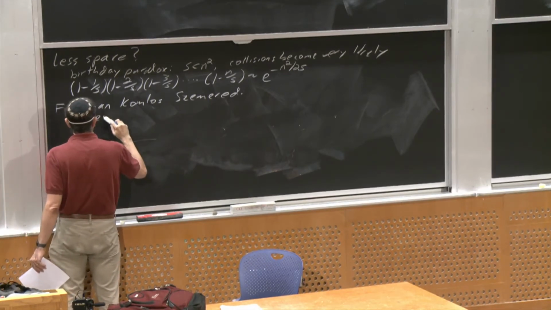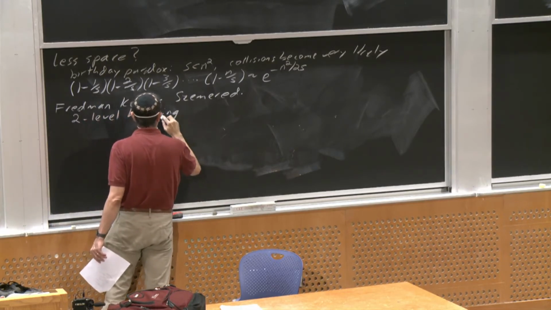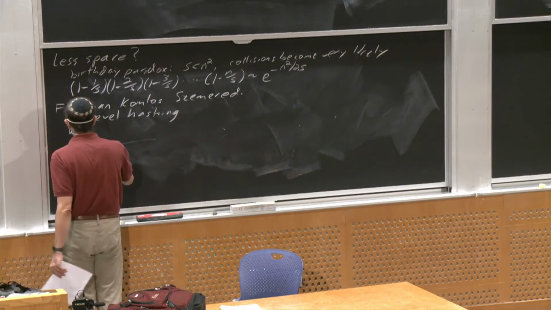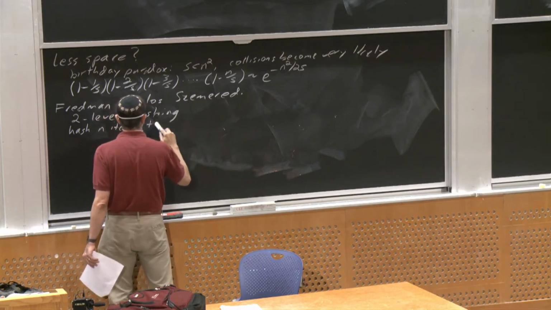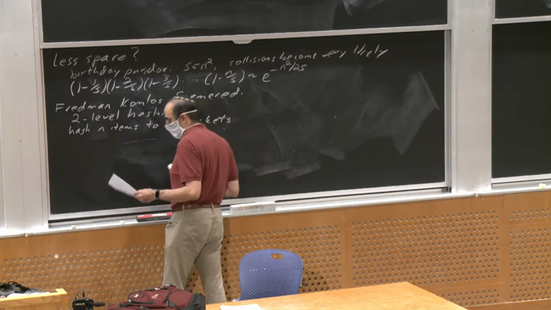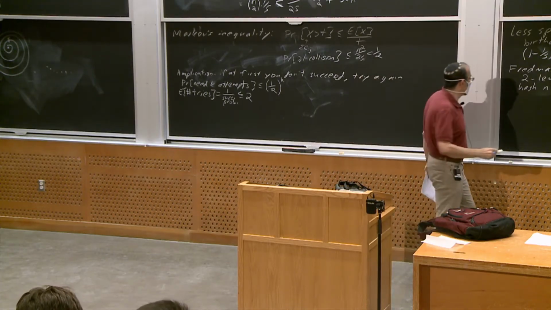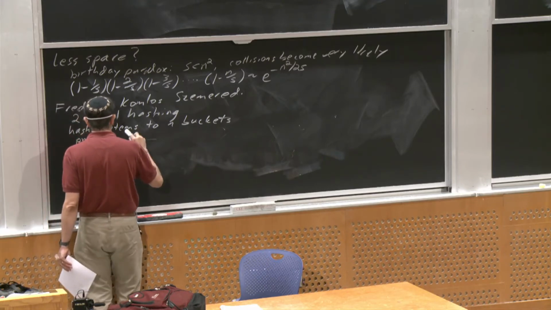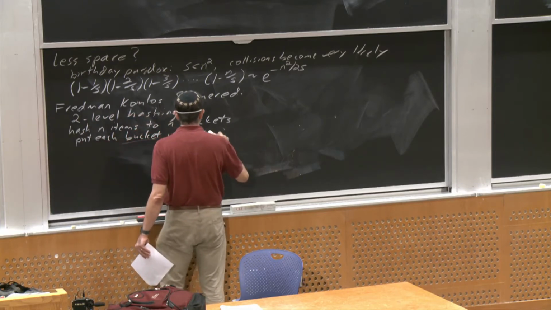Of doing what they call two-level hashing. What you do is you hash your n items to n buckets. Okay. Then you put each bucket in a quadratic hash table.